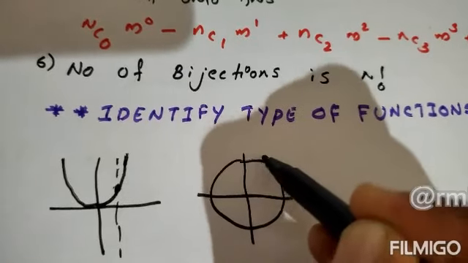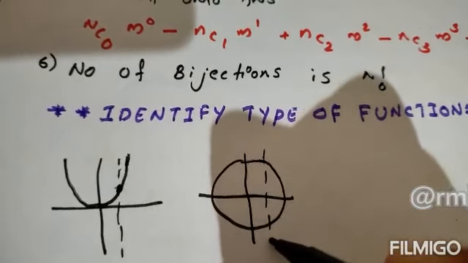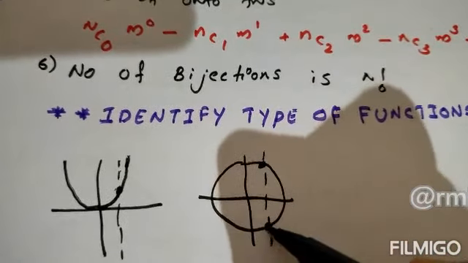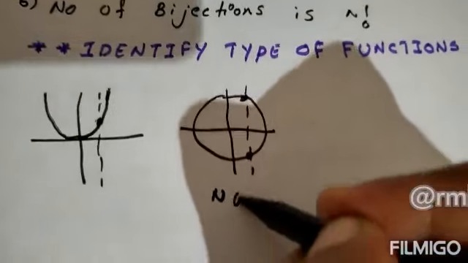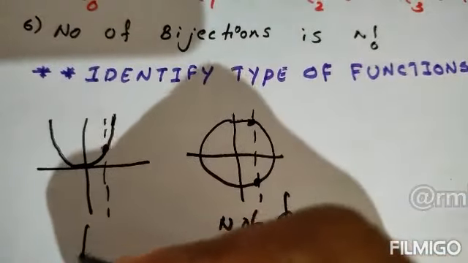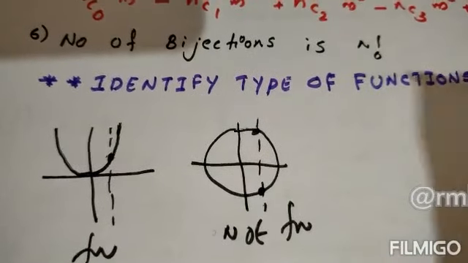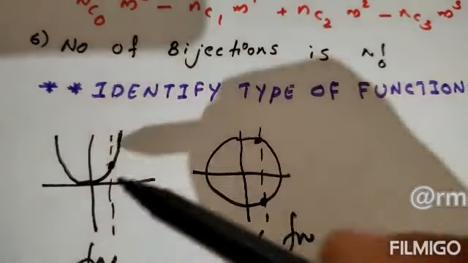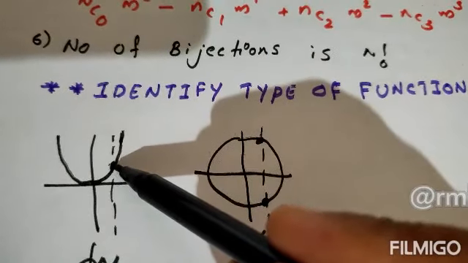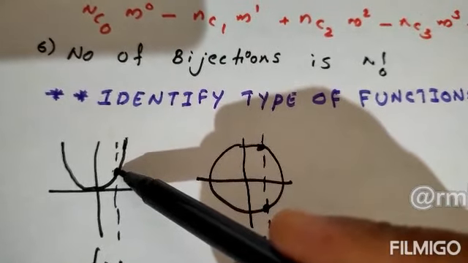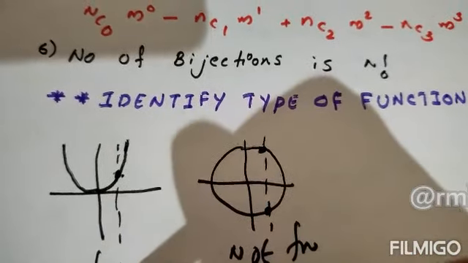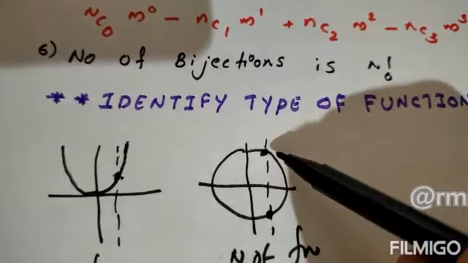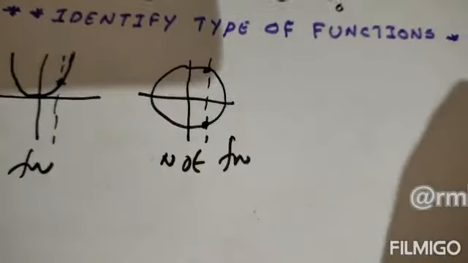In this graph, drawing a line parallel to the y-axis, the line touches two points, so this is not a function. This is a function. So, drawing a line parallel to the y-axis, if that line intersects at most one point of the graph, then it is a function. Here there are two points of intersection, so it is not a function.